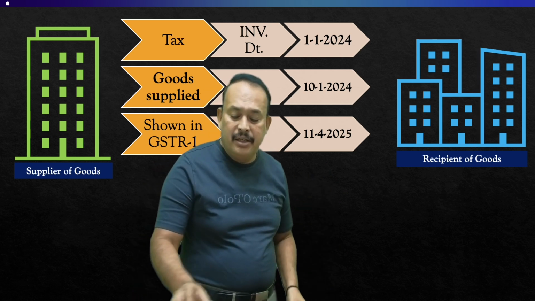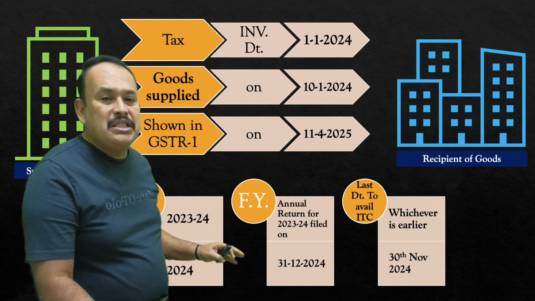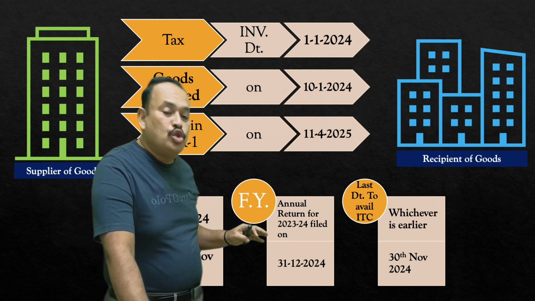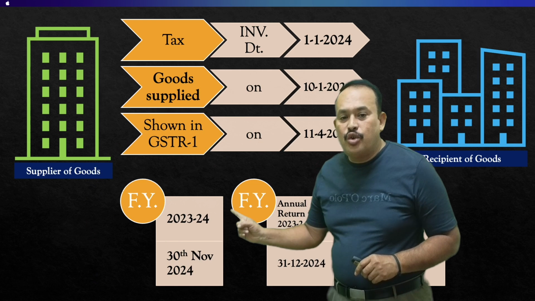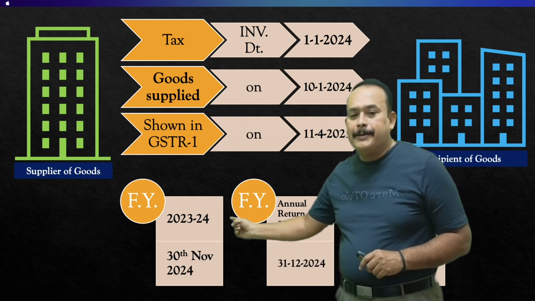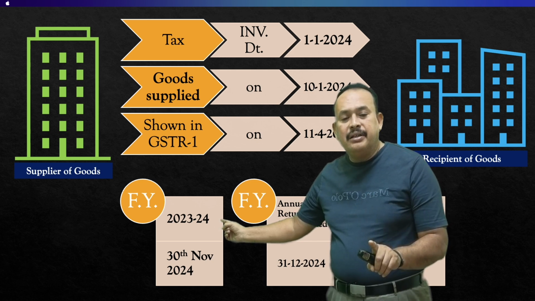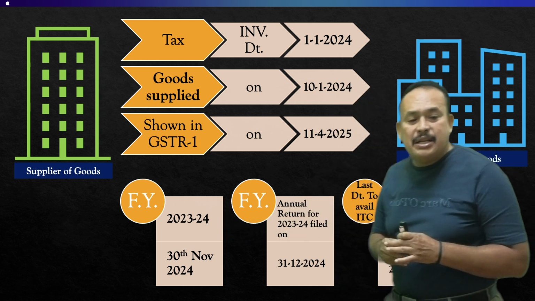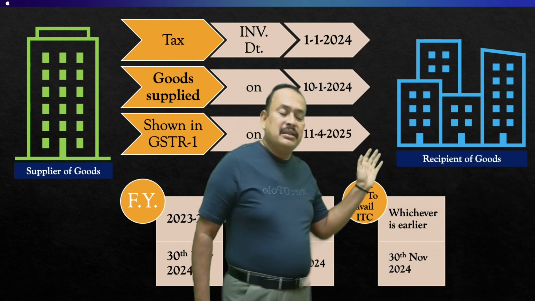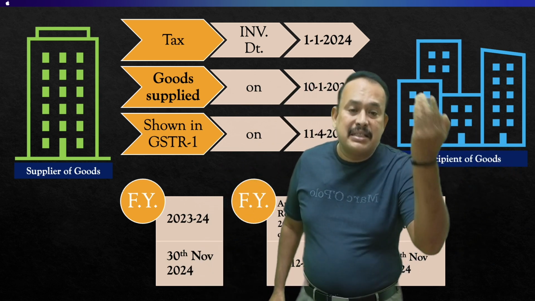If you refer here, you understand, my dear friends. Look here. Actually, the invoice pertains to the financial year 23-24. The invoice belongs to financial year 23-24. Is it clear? For that financial year, the time limit to avail the ITC by the recipient is the 30th November of the succeeding financial year.